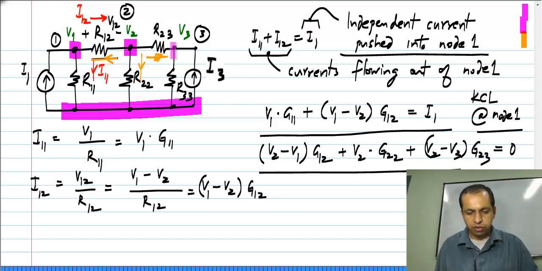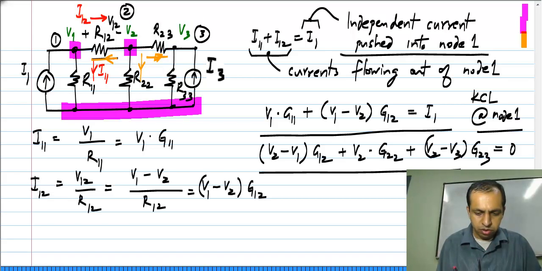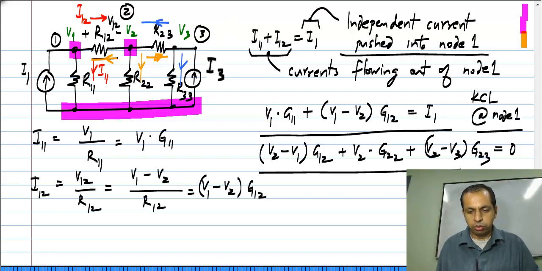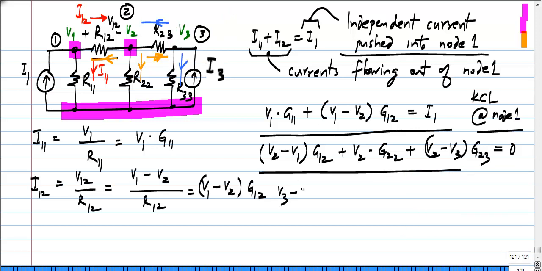And finally, for node 3, we have to sum these two currents, current flowing into R23, current flowing into R33, sum of those two equals I2. The current flowing into R23 in this direction will be V3 minus V2 times G23. The current flowing in R33 is simply V3 times G33, and it equals the independent current flowing into node 3, which is I3. Okay.